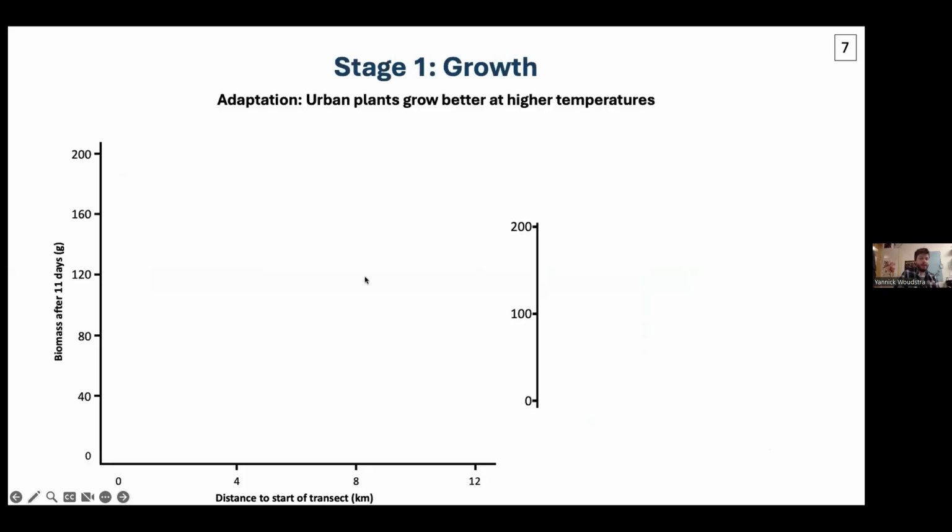We investigated the effect of the urban heat island in a big experiment where we collected 120 different dandelion accessions along this urban-rural transect that I showed earlier in Amsterdam. And we grew them at different temperatures and then measured the biomass after 11 days.